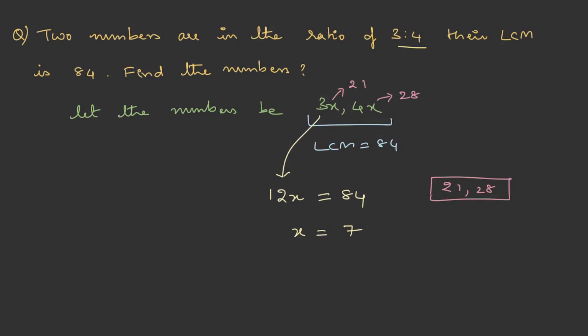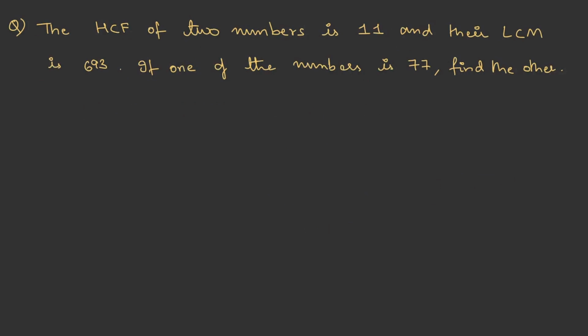These are the numbers. Before I close this concept, let me do one more final question. The HCF of two numbers is 11 and their LCM is 693. If one of the numbers is 77, find the other. There is a standard formula for these types of questions.